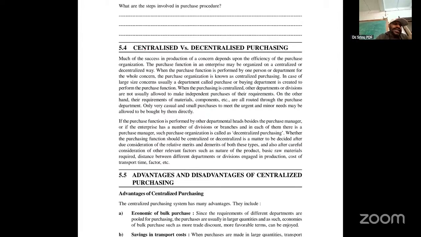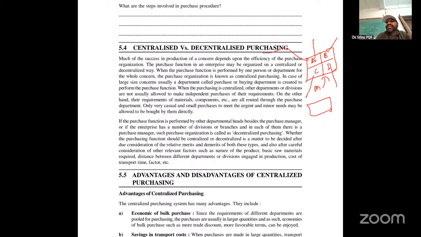See, centralized and decentralized purchasing means what? In an organization, we have different branches. For example, A department, B department, C department, and D department. If whatever material is required for all departments is purchased by only one department, that is called centralized. If individually department-wise they are going to purchase, what is that? That is decentralized. Is it clear?